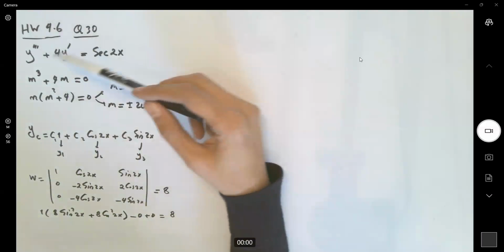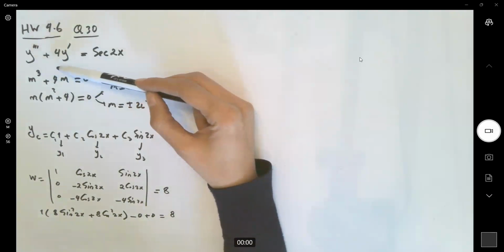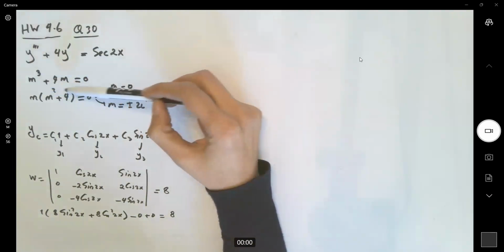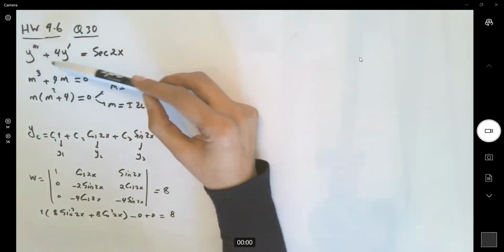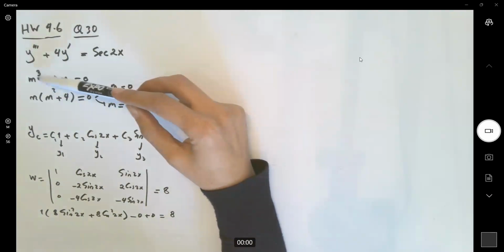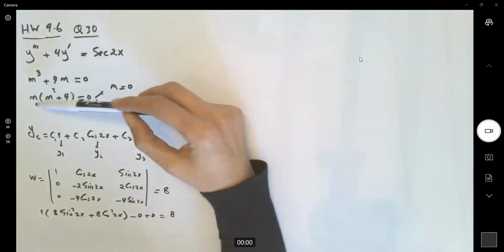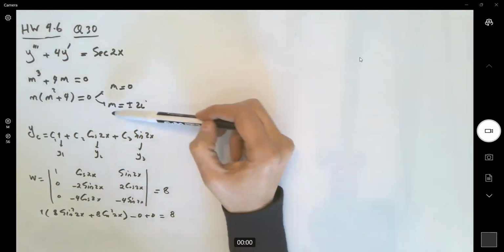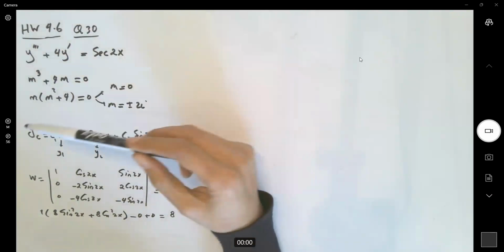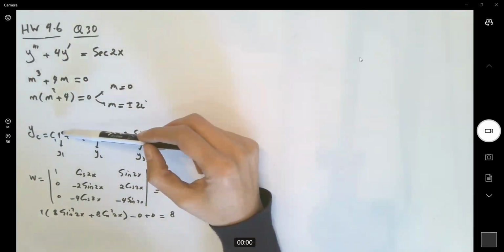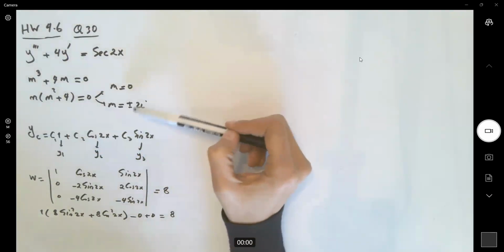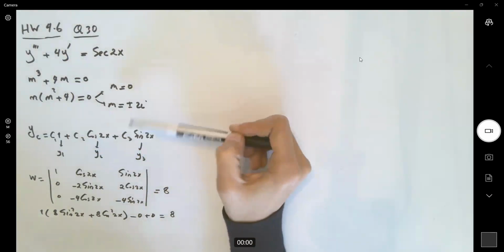Question 30 says you have the third derivative of y plus 4y prime equals secant 2x. First, we need to form the auxiliary equation for the homogeneous part, which is m cubed plus 4m equal to 0. Factor out m. We get m squared plus 4 equal to 0, so m is 0 and m is plus or minus 2i. So the general solution can be written as c1 e to the power 0, which is 1, plus c2 cosine 2x plus c3 sine 2x.